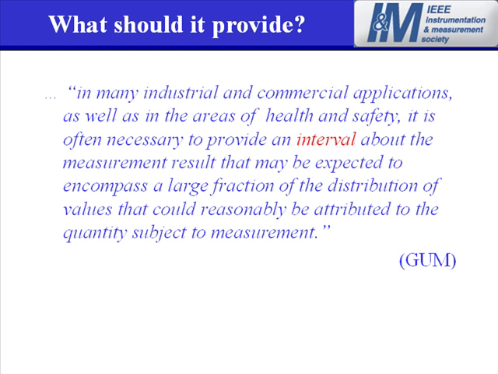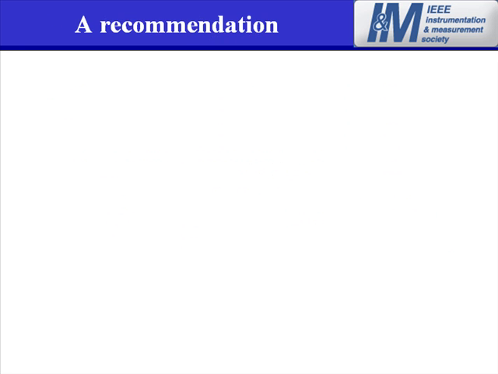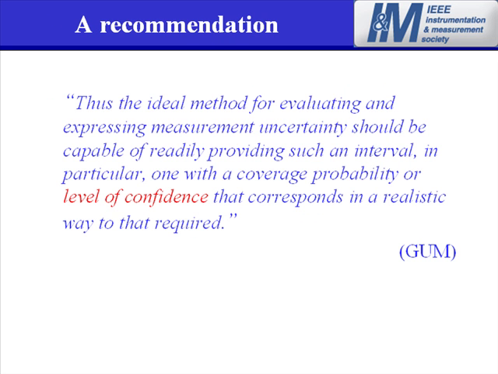So if we want to use this concept in practice, we must be less vague about this interval, and we must have a stricter mathematical definition. And the GUM helps us again. Here is what it says. Thus, the ideal method for evaluating and expressing measurement uncertainty should be capable of readily providing such an interval, in particular one with a coverage probability or level of confidence that corresponds in a realistic way to that required.